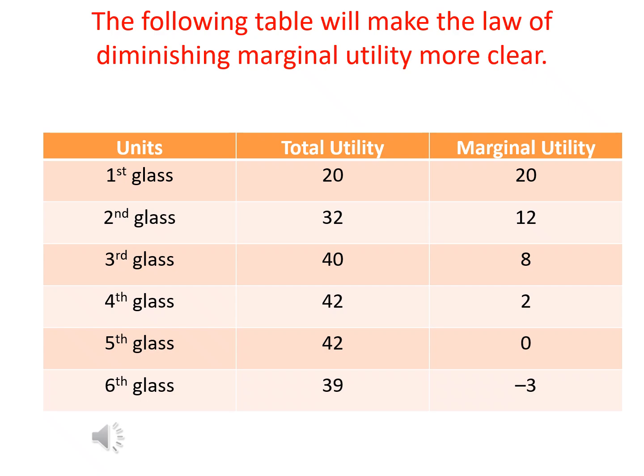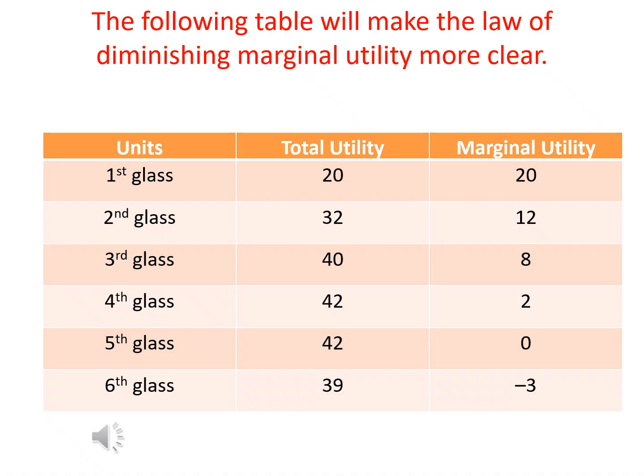Let us now examine the different points on the graph. The first glass of water provides the highest marginal utility, which the slide identifies as 20 units. This is called the initial utility because it is the utility obtained from consuming the very first unit of the commodity. The first glass provides maximum satisfaction because the person's thirst is at its highest level.